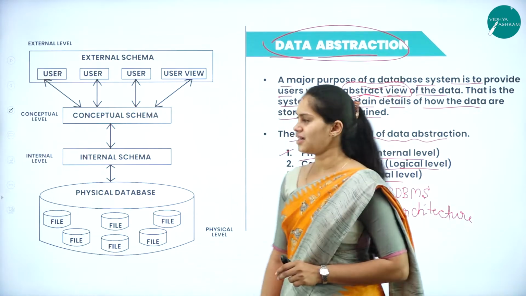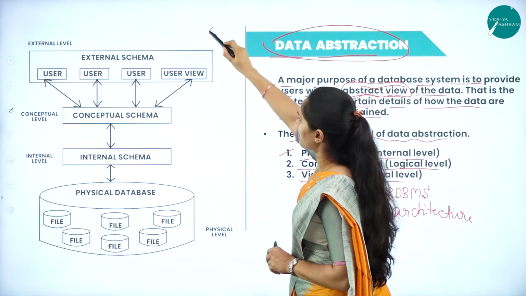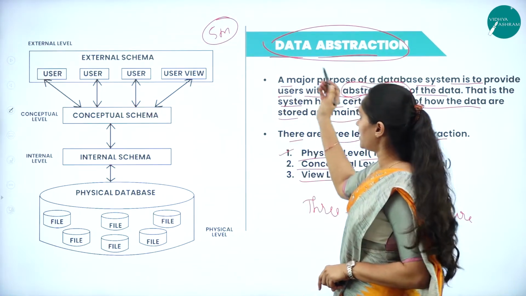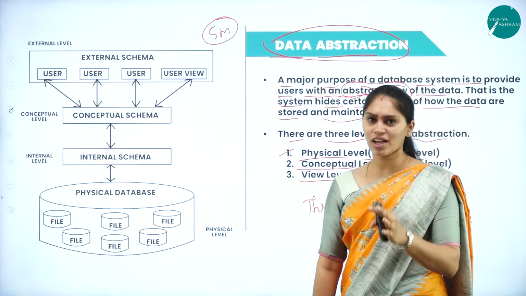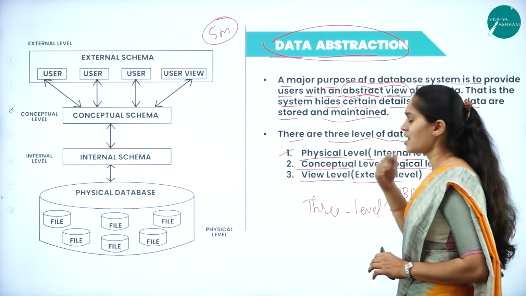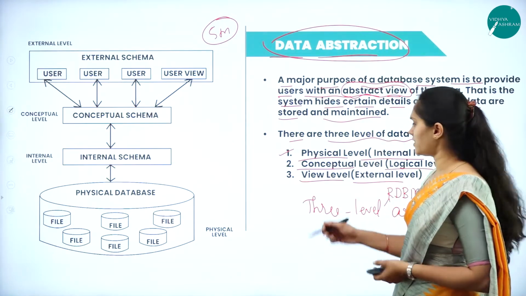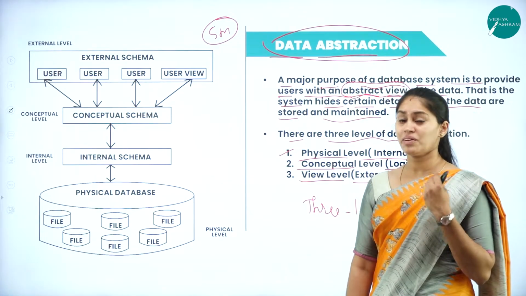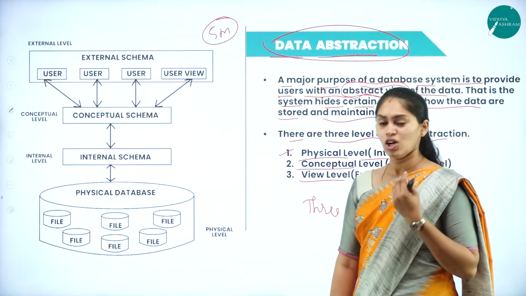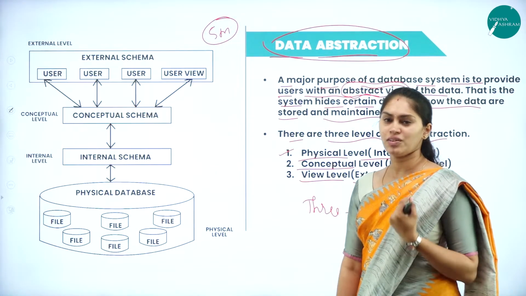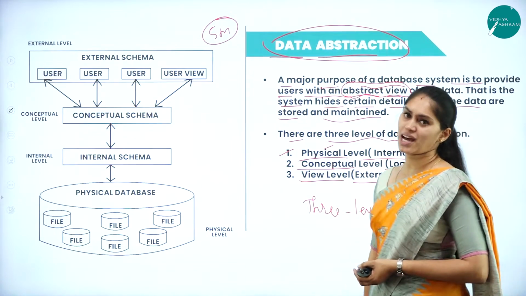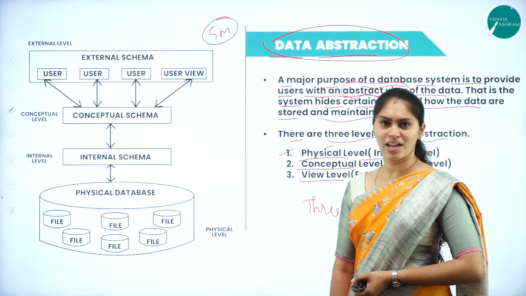So here you can see the diagram and make it as a note. It is also important for a 5-mark question: explain data abstraction. So you have to be very conscious regarding each point, because there may be a chance of asking questions like which level has the most abstraction, which level has the least abstraction, which is the intermediate level, or what is the another name for the physical level. These kinds of questions can be asked for 1 mark. So you have to be very conscious.